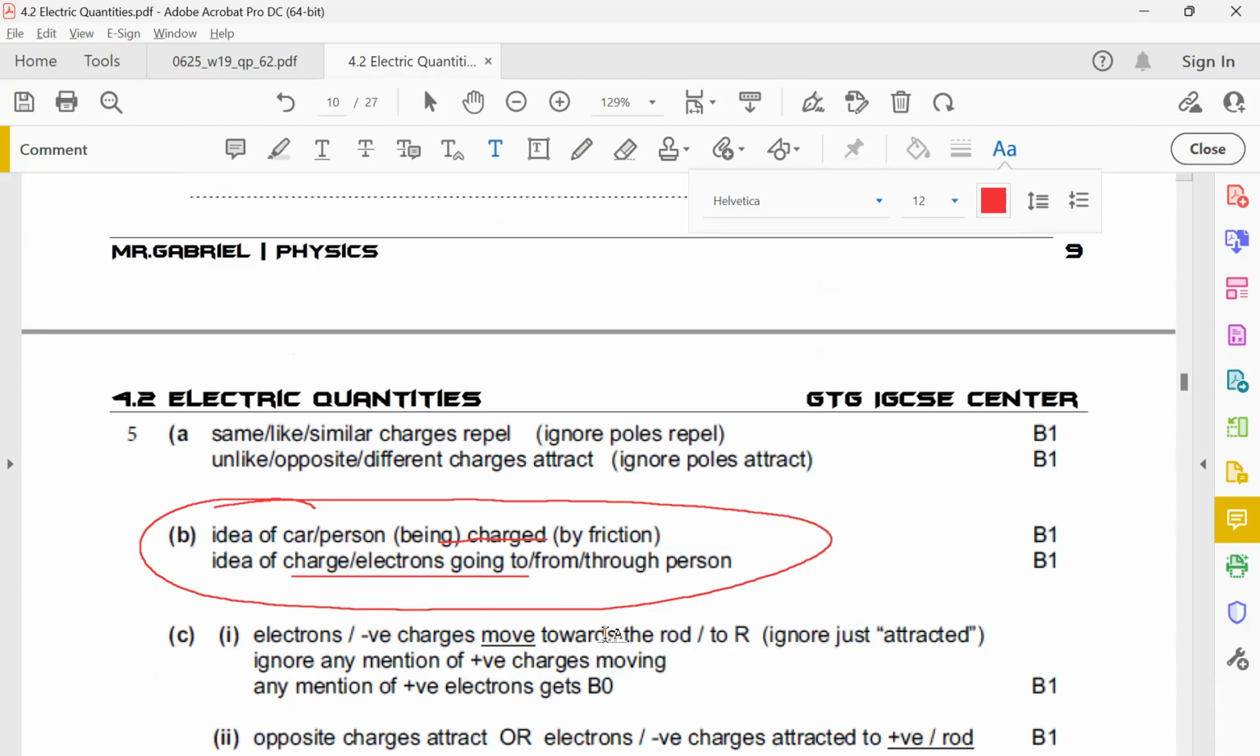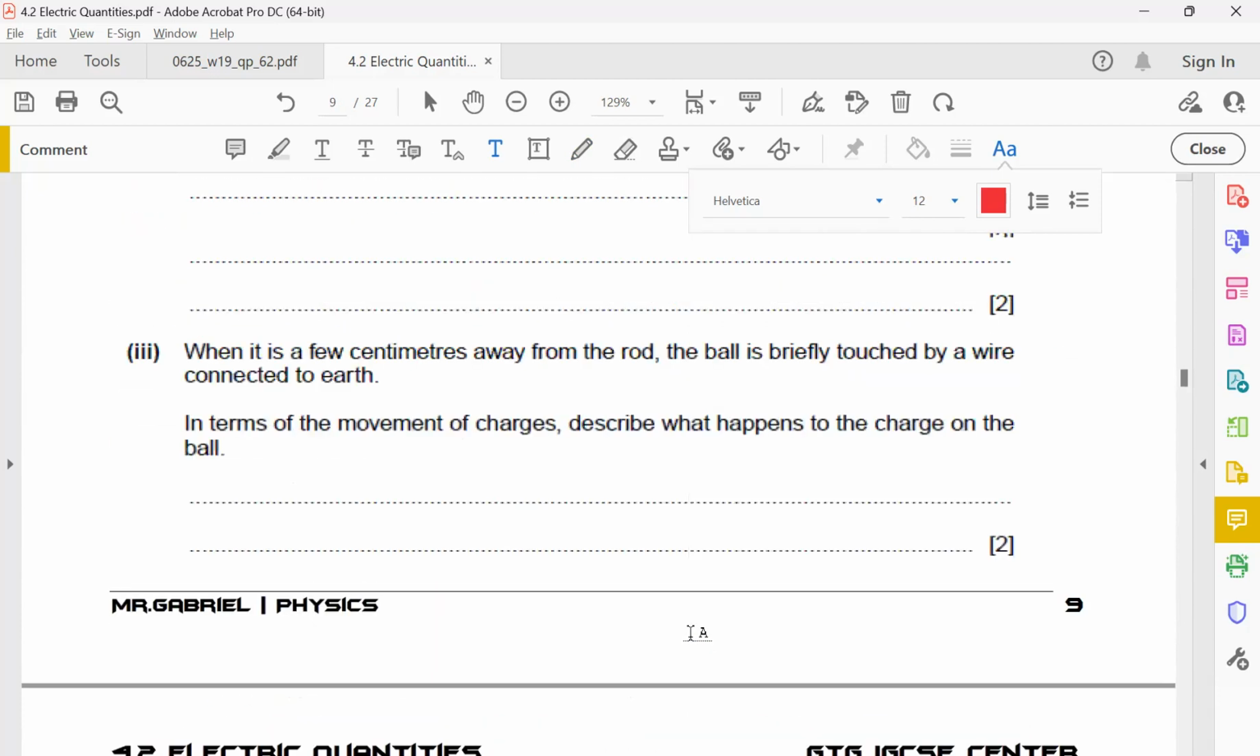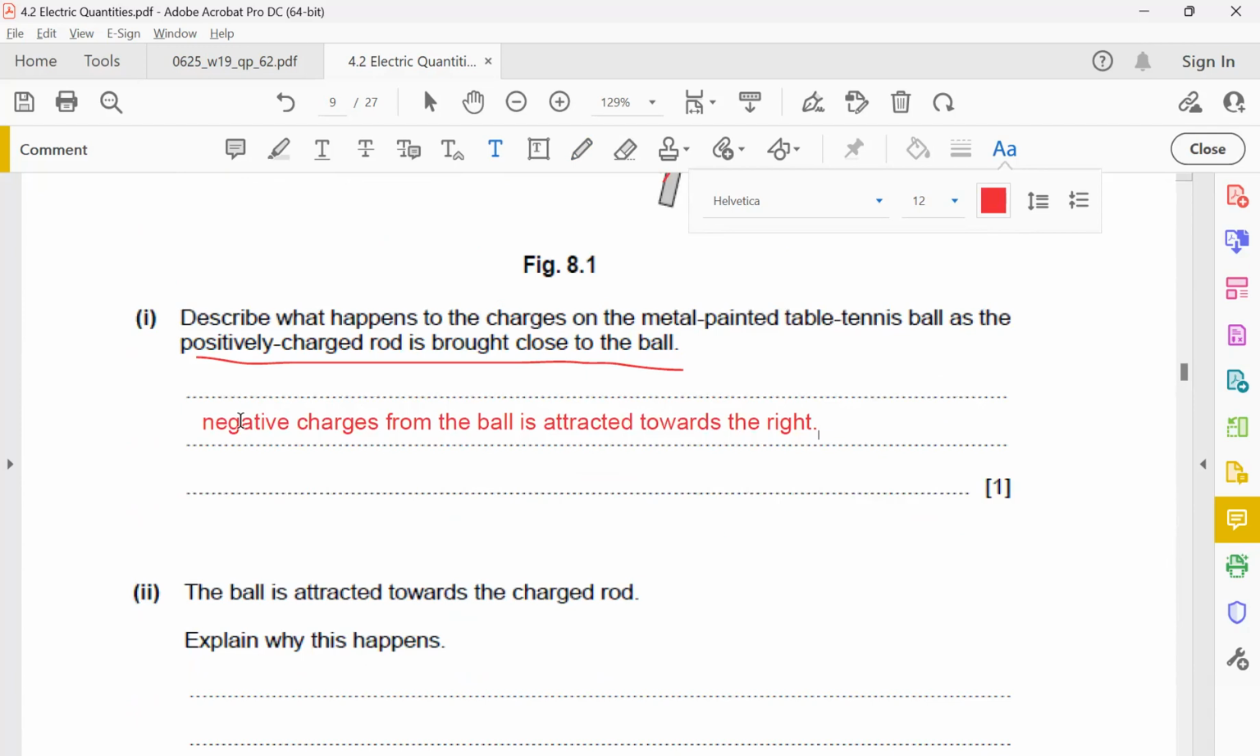Ignore just attracted while you move towards the right one. Towards the right one, which one I wrote, the negative charges from the ball attracted towards the right one. This is the keyword in the mark scheme. So what's the logic? What's the answer that you think is the more correct one? This is the correct one.